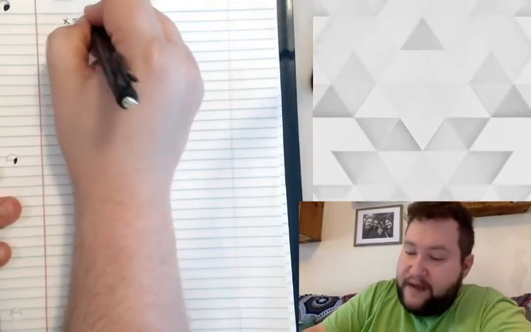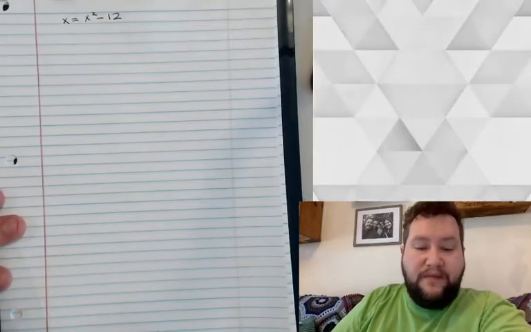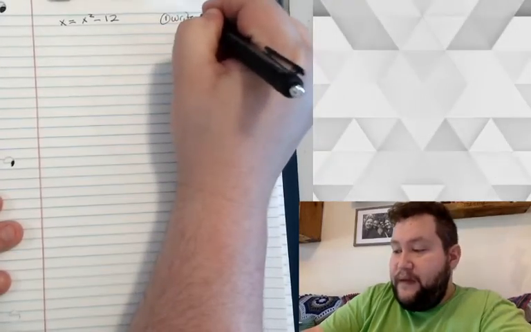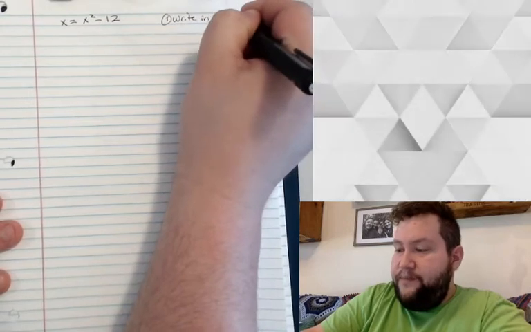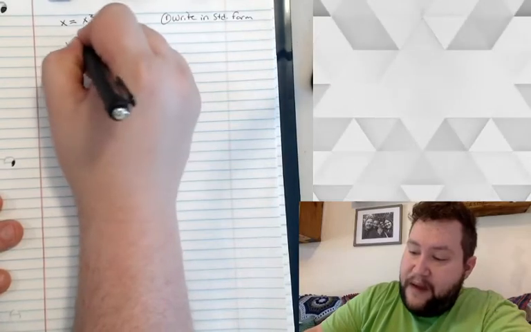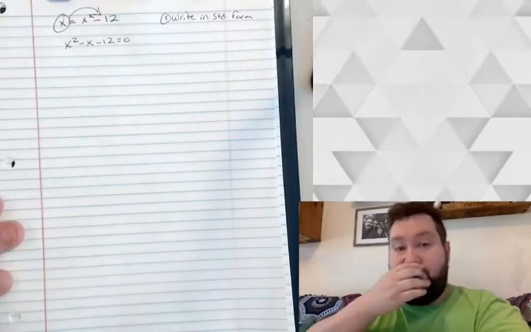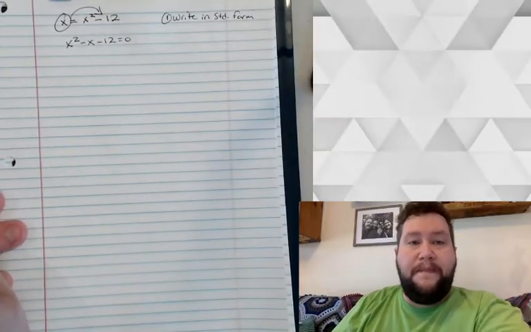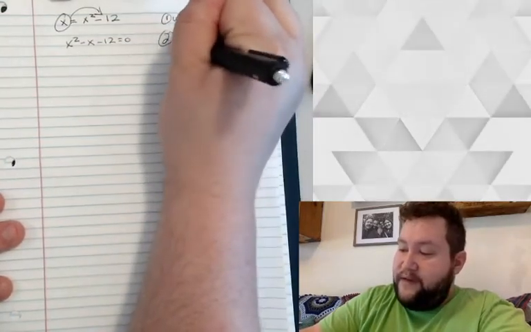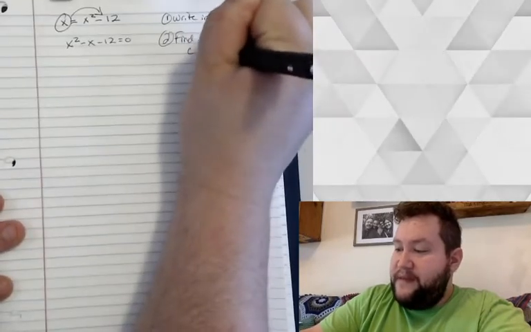We have x equals x squared minus 12. So something that's important to remember is we need this in standard form. So we write in standard form. And so we need x squared minus x minus 12 equal to 0. I move this to this side by subtracting an x from both sides. And then we find our factors of c that sum to b.